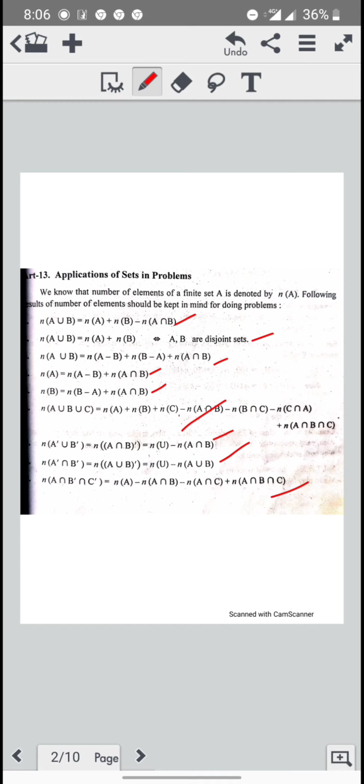Last result, n(A intersection B dash intersection C dash) is equal to n(A) minus n(A intersection B) minus n(A intersection C) plus n(A intersection B intersection C).